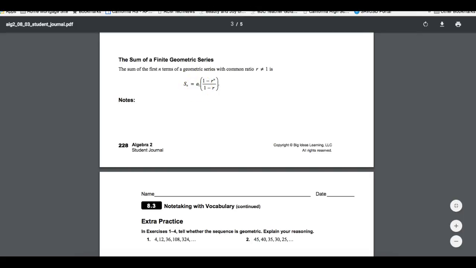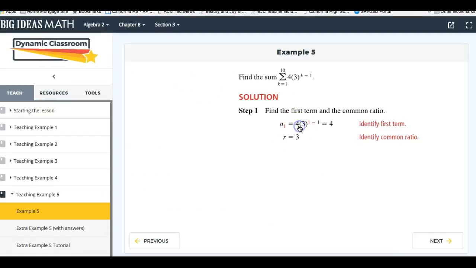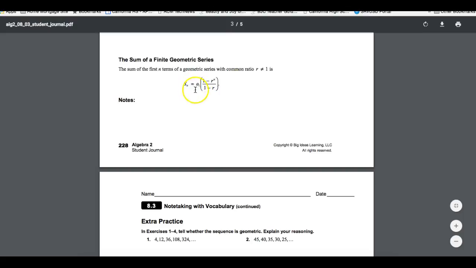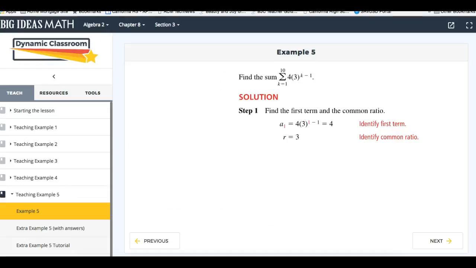So we've got a1. Now let's go back. Our next step is identify the common ratio. That's easy because, look, in our rule, the base of our exponent is our common ratio. So we've identified that. So now if we look back, we've got our common ratio, we've got our first term. The only other thing we need to know is n, but we already know n because that's our upper limit. So now we just take all of these values and plug them in.